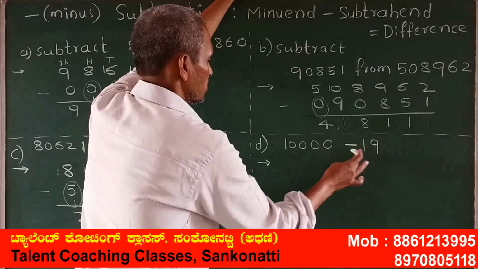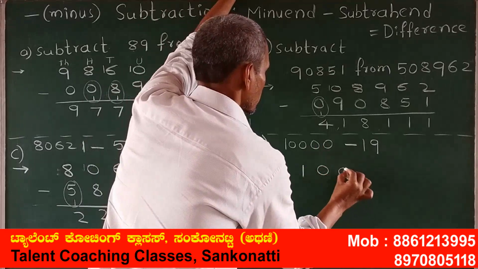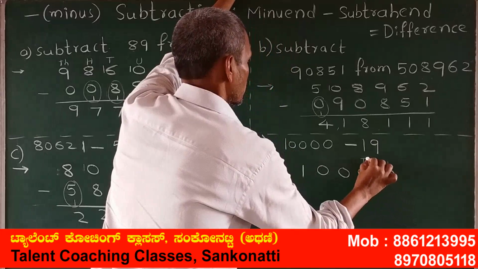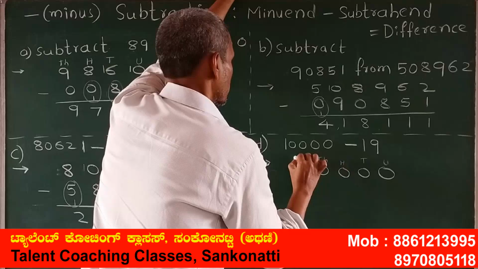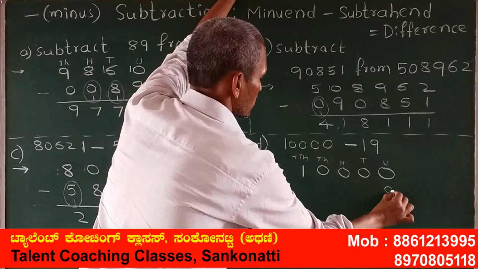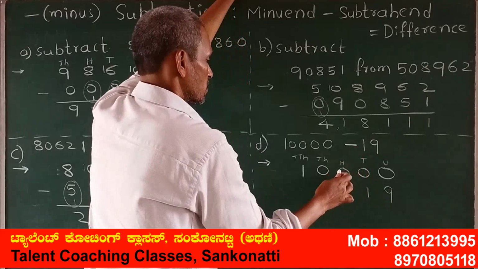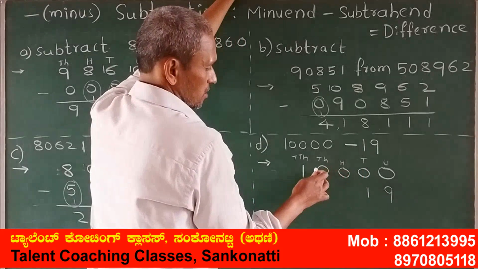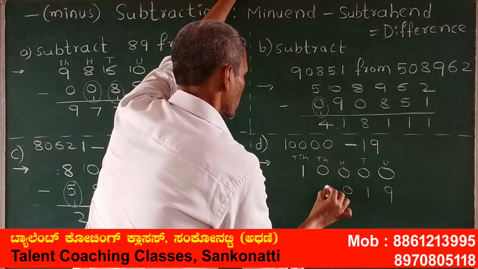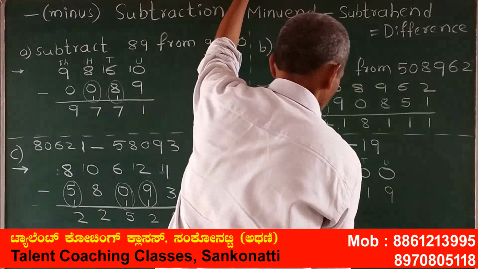Now we subtract 19 from 10,000. First we will write 10,000. This is unit, 10, 100, 1000, 10,000. Now we will write unit below the unit, 10 below the 10, and there are no hundreds, thousands and 10,000 places. So we will write 0 here, or we can simply leave it blank. Now we can subtract.